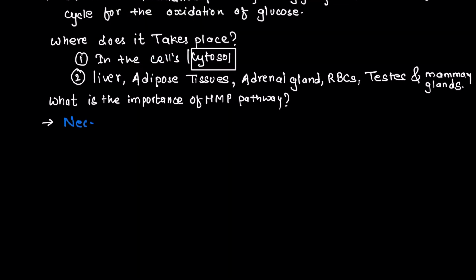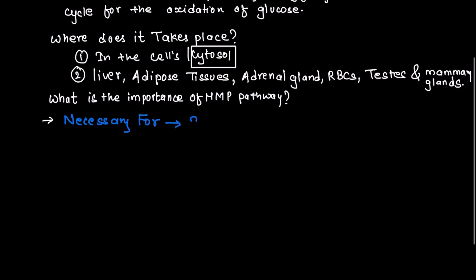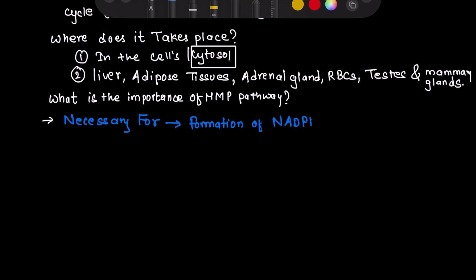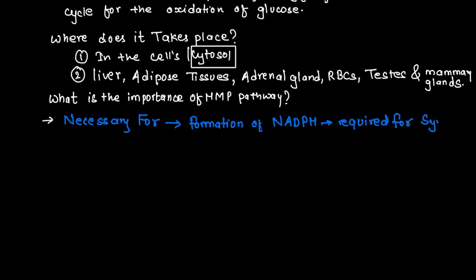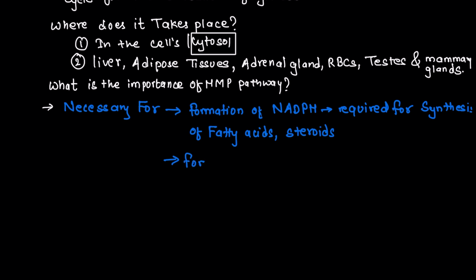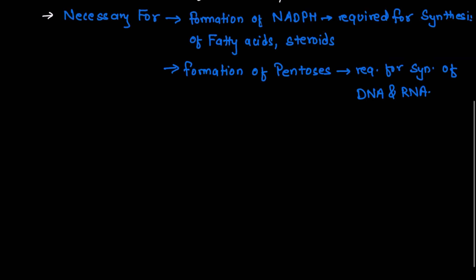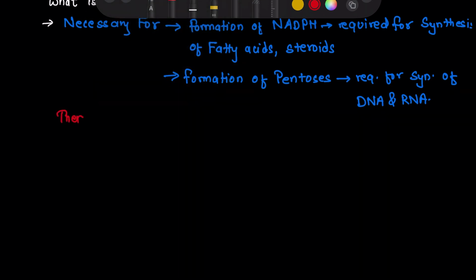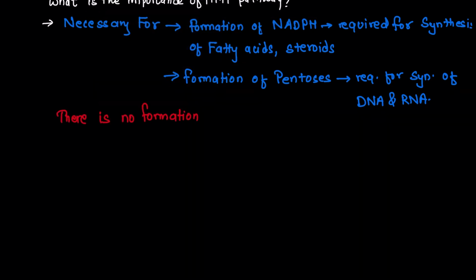It is necessary for the formation of NADPH. Now this NADPH is required for synthesis of fatty acids and steroids, right? Whenever the pathway is taking place, it forms pentoses, that is pentose sugar, right? Pentoses are required for synthesis of DNA and RNA. Since this is the HMP pathway, there is no formation or use of ATP in the HMP pathway.